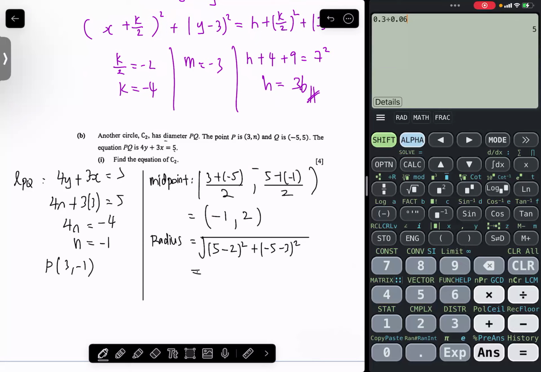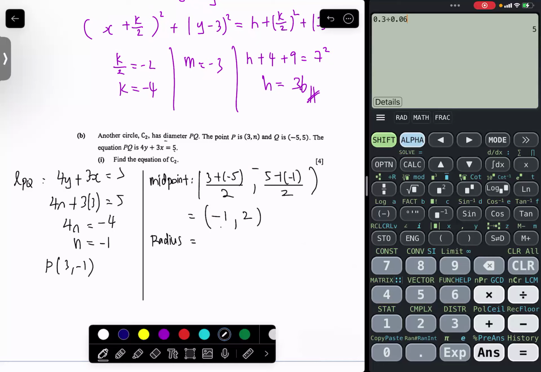Okay, so that would be 8 squared plus 3 squared. Okay, another midpoint is, let me double check my work. Okay, so 3 plus -5 divided by 2, -1. 5 plus -1 divided by 2. So -1, 2 is correct. Okay.